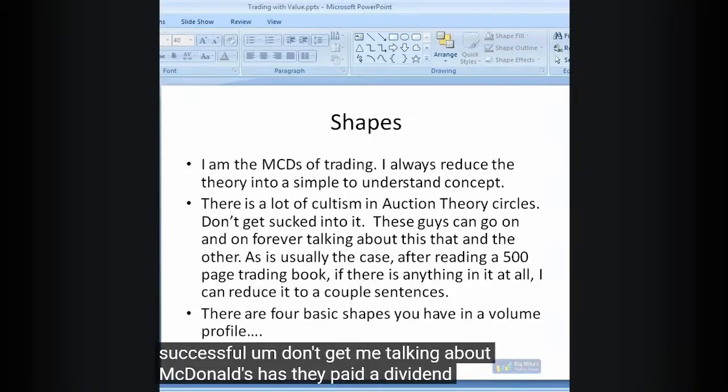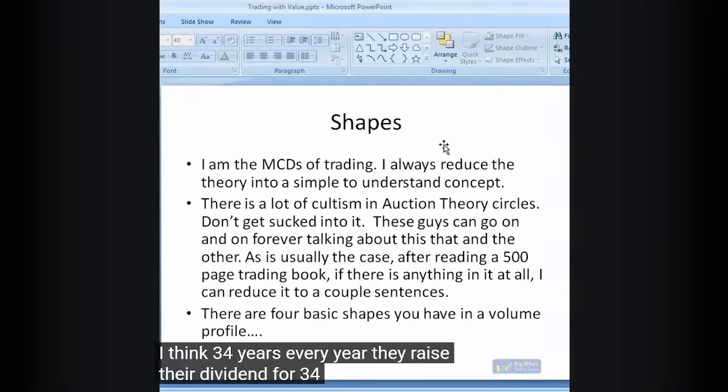They've paid a dividend for, I think, 34 years. Every year they raise their dividend for 34 years.